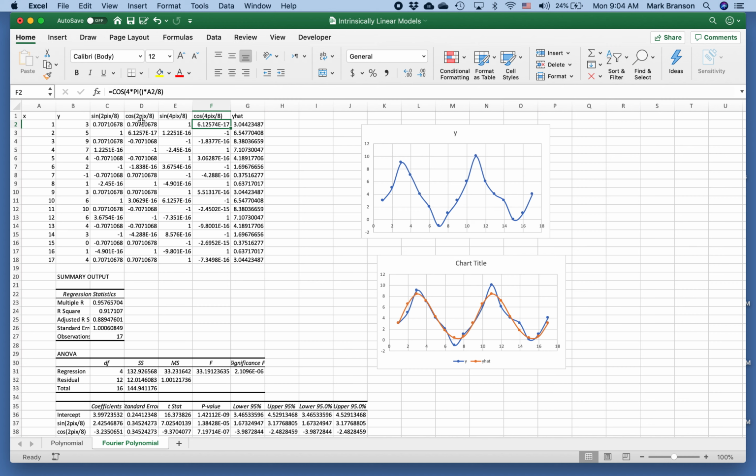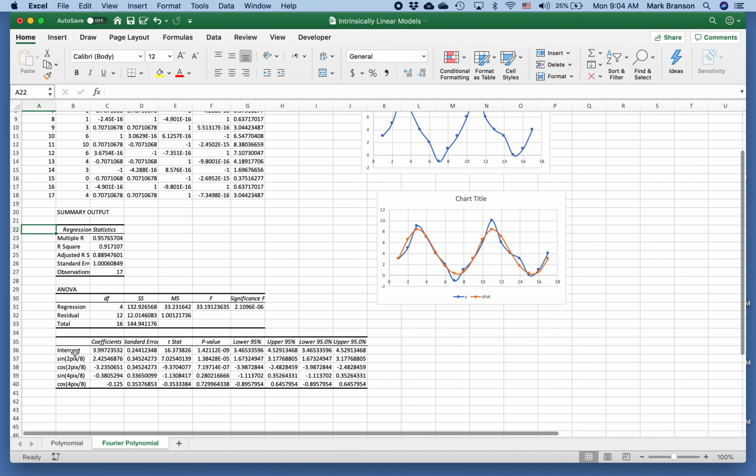And so once I had those, I went through and did a regression the same way. So I went to data, data analysis, selected regression, highlighted my y values for the output, highlighted all of these x values for the explanatory variable, for the independent variable. Okay, so all 4 of these, and so I got coefficients for all of them. I got an intercept. You're always going to get an intercept. And then I got sine 2 pi x over 8, cosine 2 pi x over 8, sine 4 pi x over 8, cosine 4 pi x over 8. These are the coefficients of those terms.